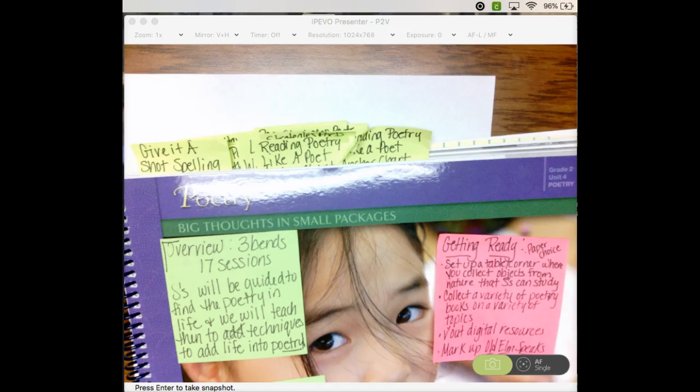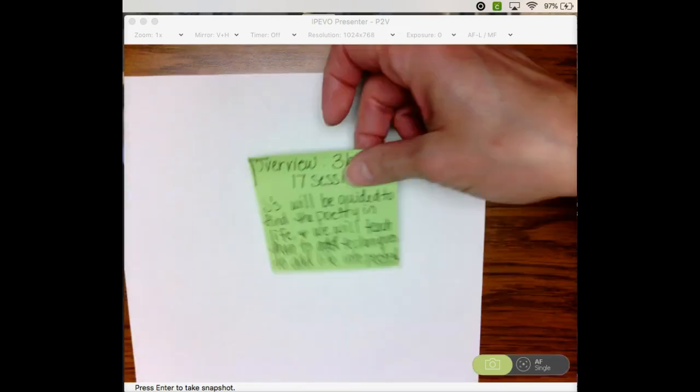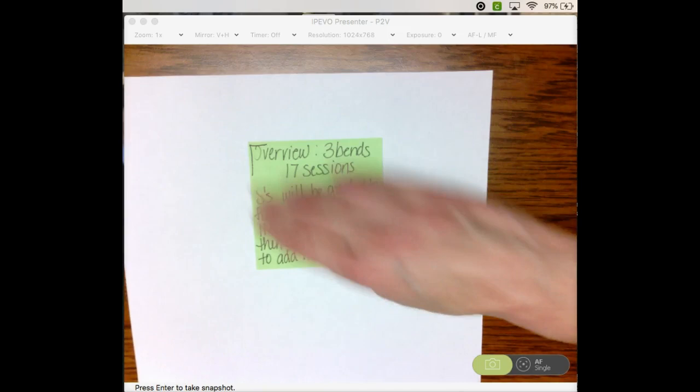I'll talk to you guys about how this unit fits in the overall picture of writing K through 5, what's going to happen in each bend, and share with you some ways that I just go about planning. So hopefully you find it really beneficial. So we're going to get started with the overview of this particular unit on poetry.